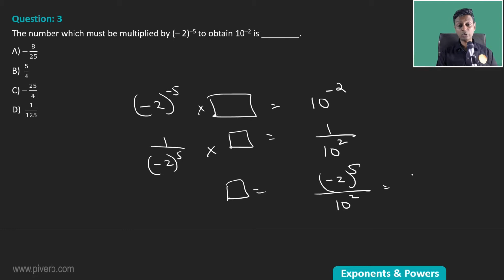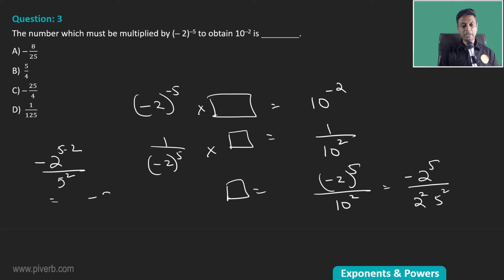It is minus 2 into minus 2 into minus 2 into minus 2 into minus 2. So the product is negative. This is minus 2^5 by 2 square into 5 square. This is minus of 2^(5-2) by 5 square, which is minus 2 cube by 5 square, that is minus 8 by 25. This is the answer.